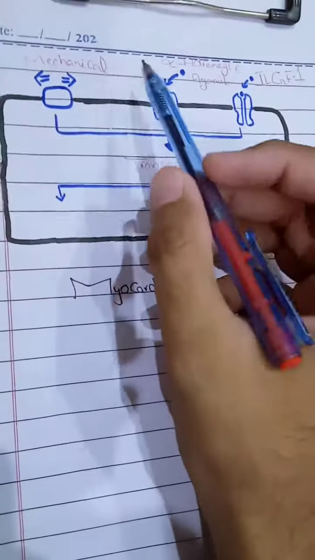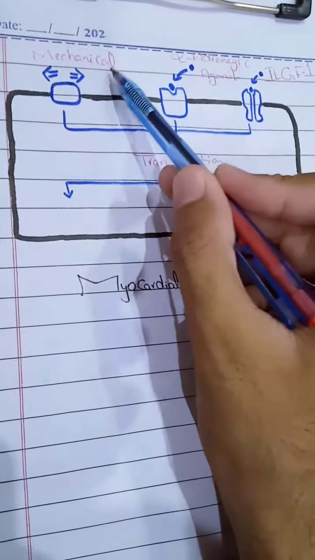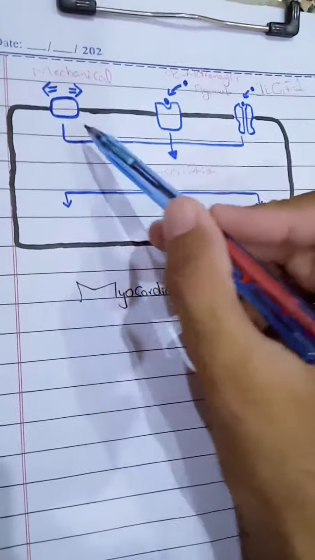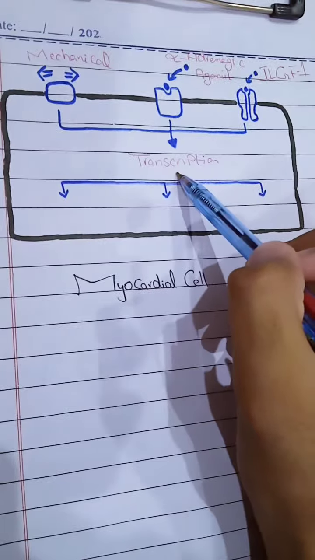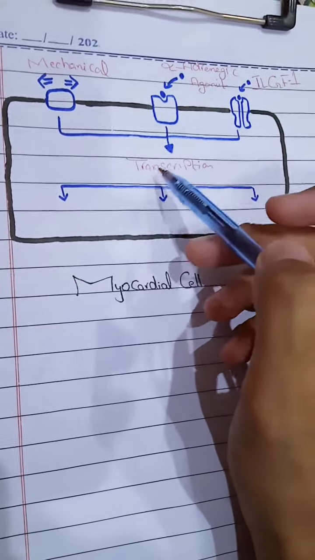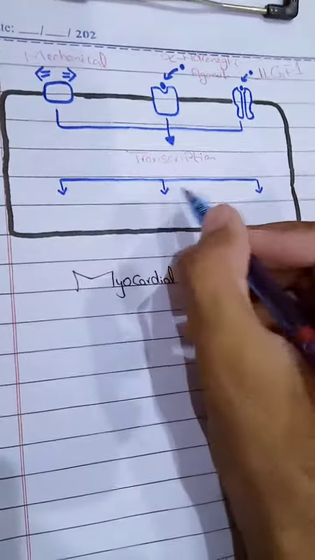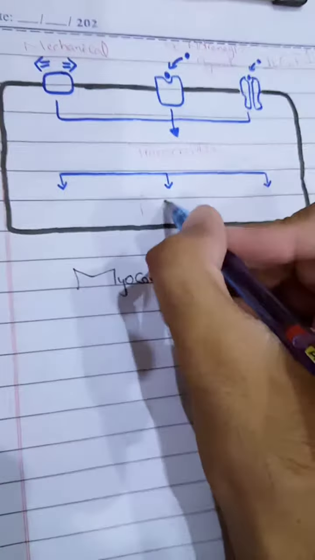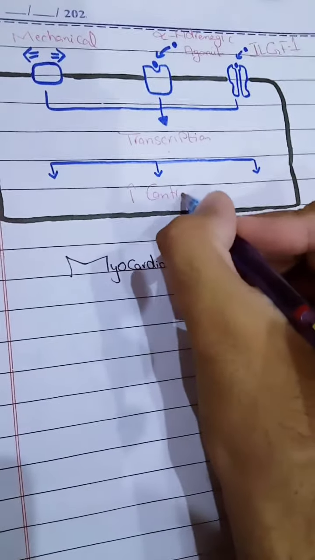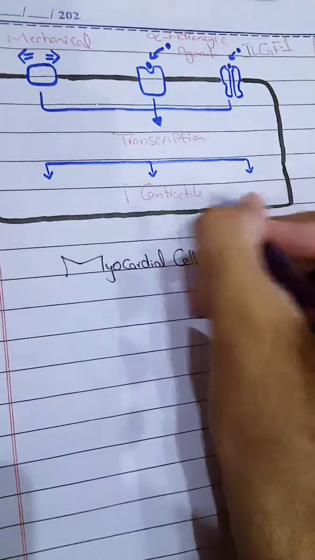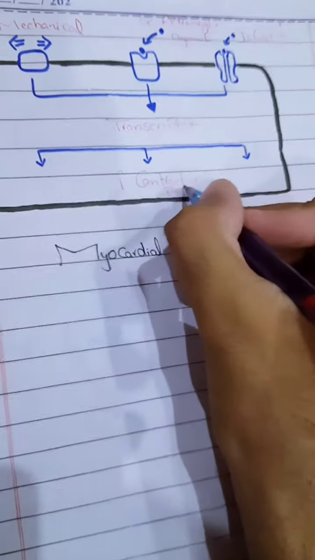And you know that there is the mechanical receptor. When there is any stress on the heart, the mechanical receptor responds through signal transduction, which increases transcription, and transcription increases certain types of proteins. For example, there is an increase in the contractile protein.